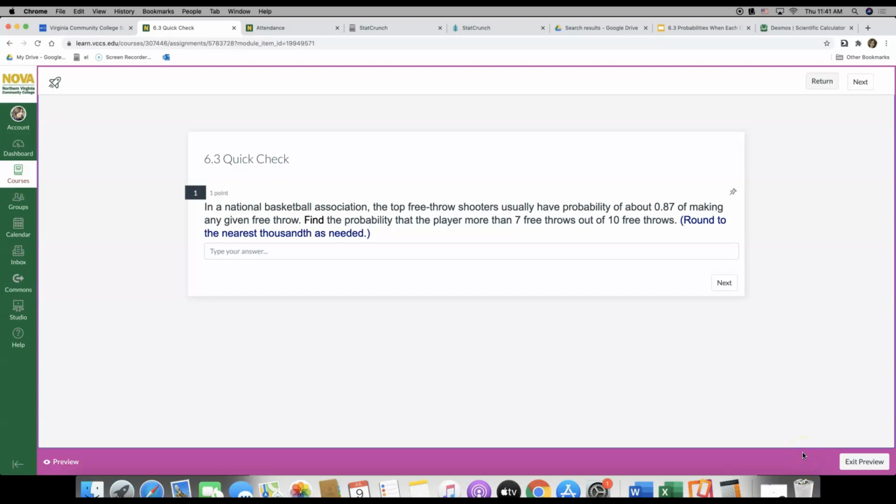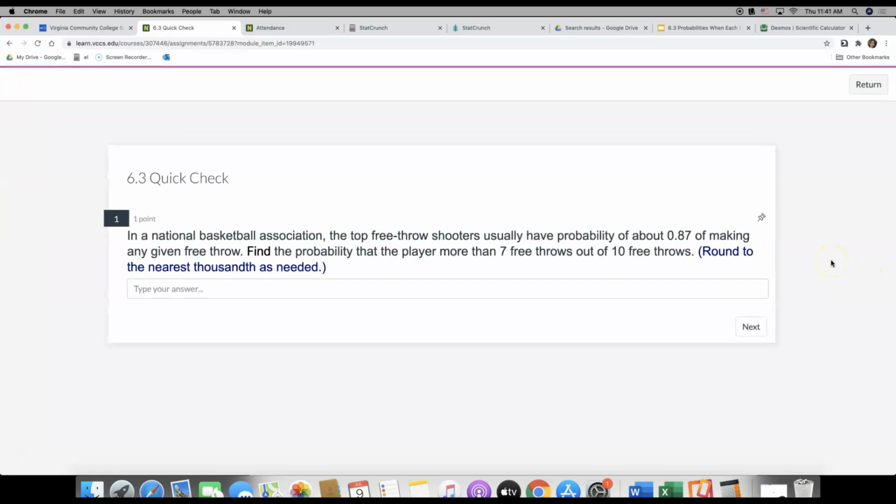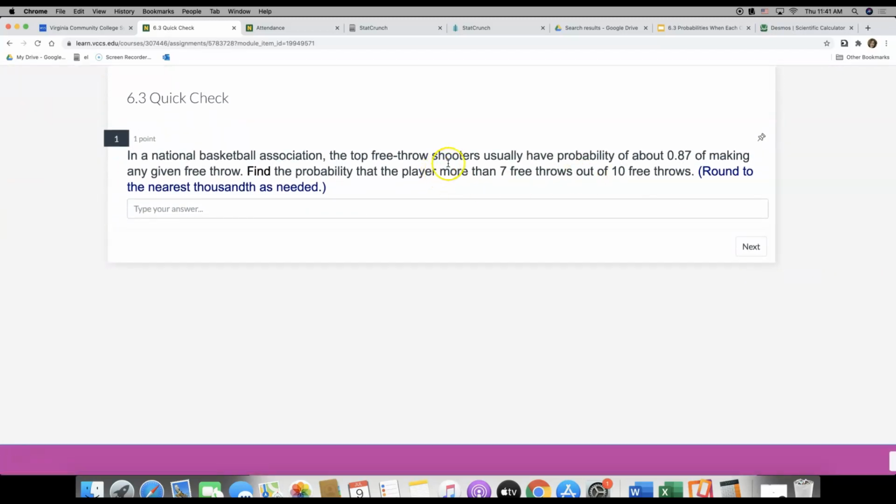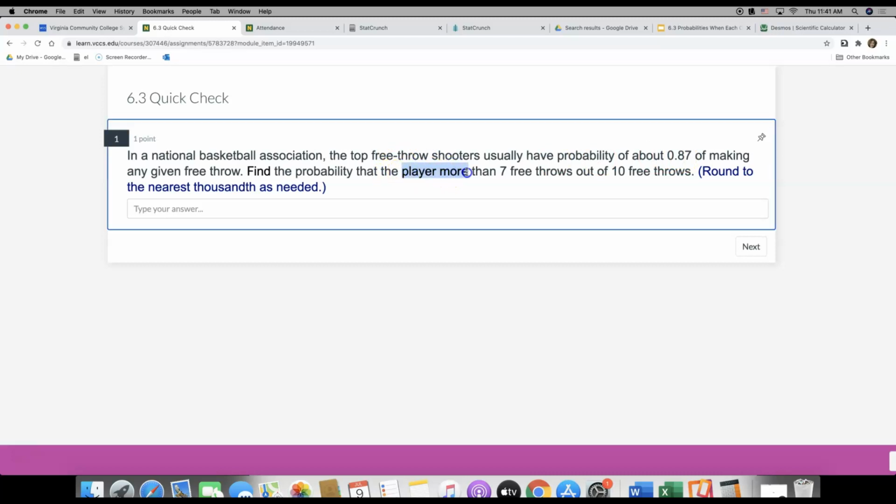So here we go. The first question that I have is, and you may want to skip forward because the questions are scrambled. So my number 1 is this one. In the National Basketball Association, the top free throw shooters usually have a probability of about 0.87 of making any given free throw. Find the probability that the player makes more than 7 free throws out of 10 free throws. This is the first typo for me right here. Maybe I can fix it after recording this.